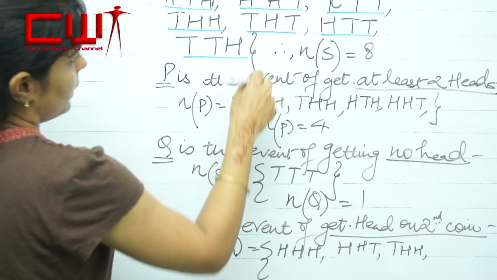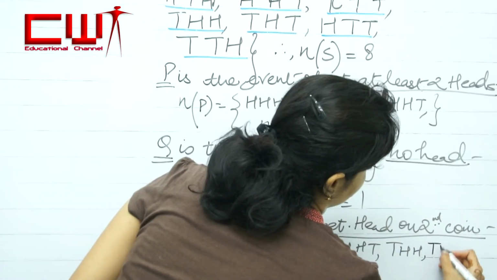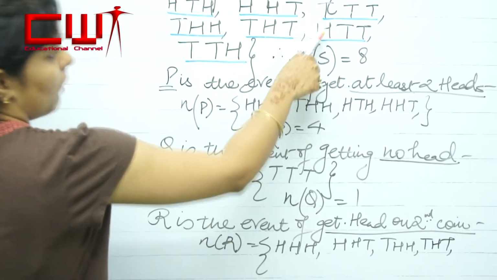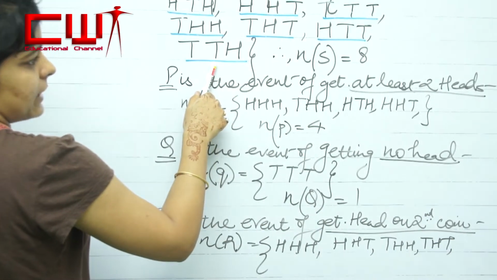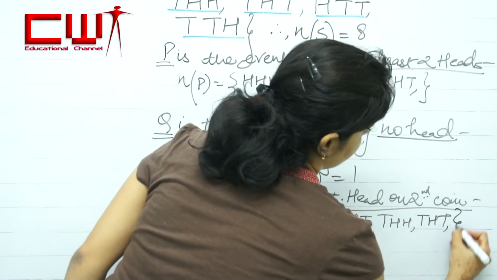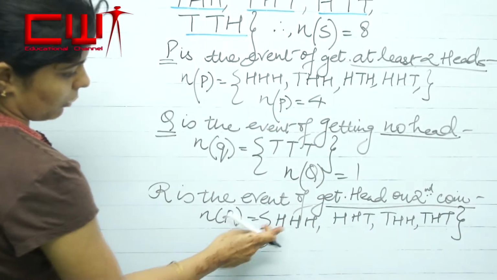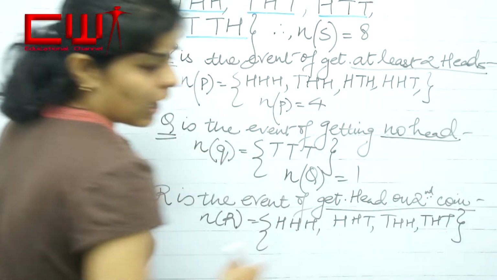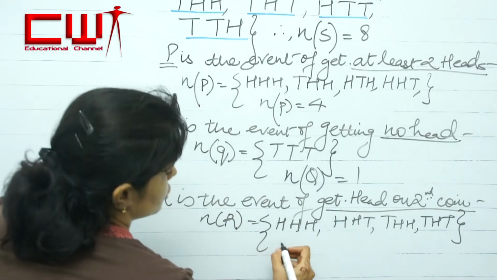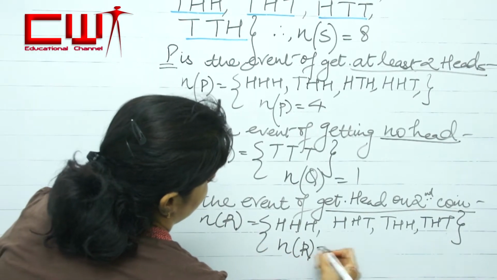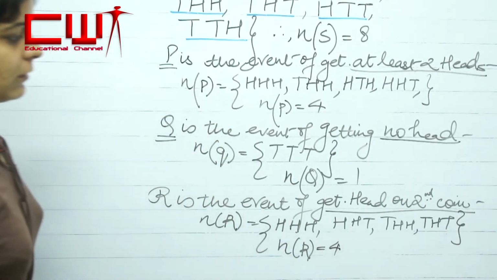Head on the second coin? Yes. T, H, T. Head on the second coin? No. Head on the second coin? No. Just close the brackets. See how many? 1, 2, 3, 4. How many situations? 4. So N of R is 4.